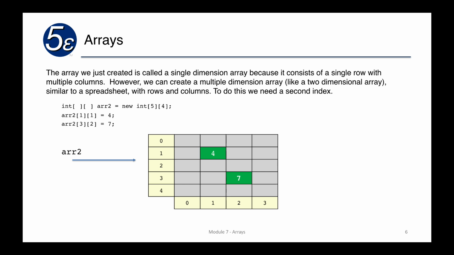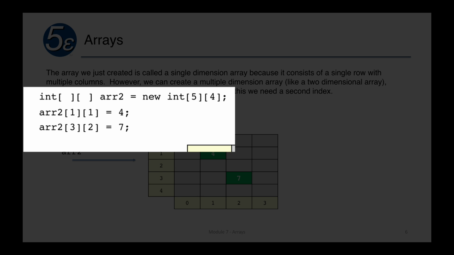What we've done before was just create a single dimensional array. It basically consists of one row with multiple columns. However, we can do a multiple dimension array, and the way we do that is we basically say that the ARR2 variable is going to have 2 dimensions denoted by the 2 sets of open brackets. We then use the equal sign to create the memory location, which says new int[5][4], creating 5 rows, 4 columns.